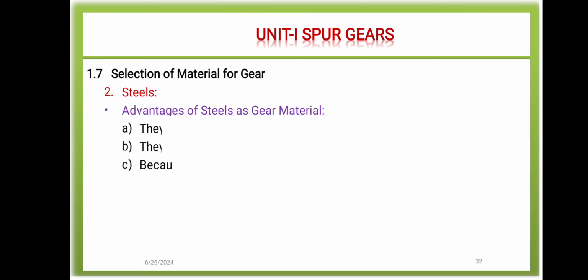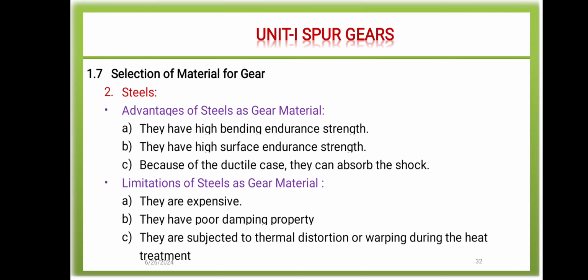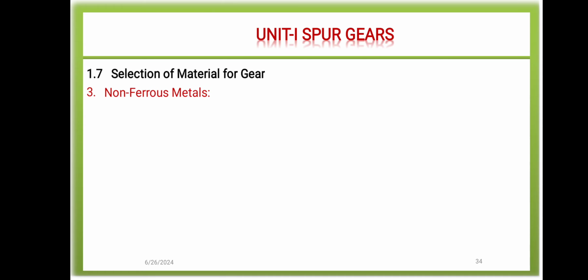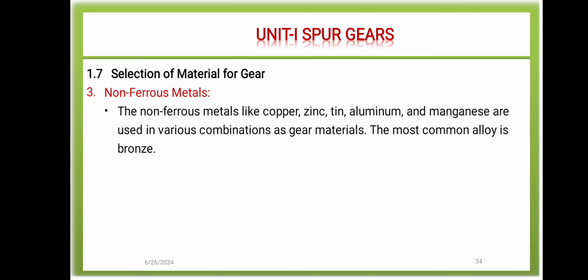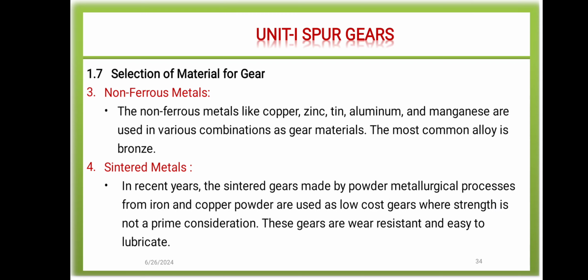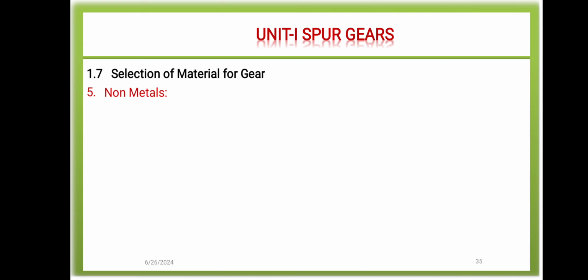After this, we can go to the next material, that is, the non-ferrous metals. Non-ferrous metals like copper, zinc, tin, manganese can also be used in various combinations as gear materials. The common alloy is bronze. Then sintered metals: sintered gears made by powder metallurgical processes from iron and copper powder are used as low cost gears. The strength is not the prime consideration. These gears are wear resistant and easy to lubricate. Then non-metals like polymers, bakelite, nylon, plastics.